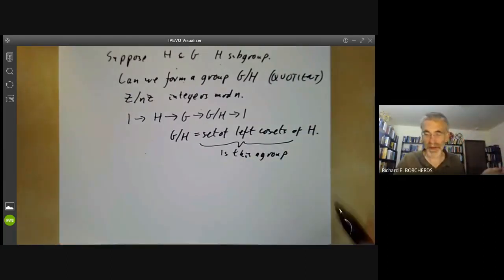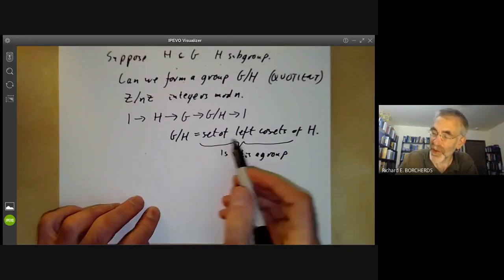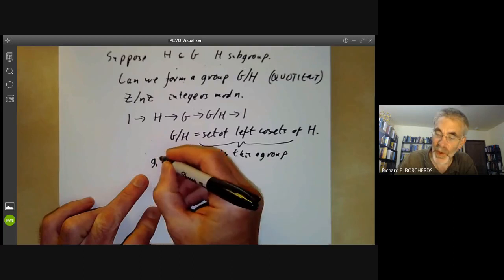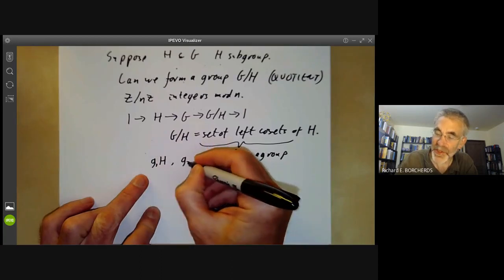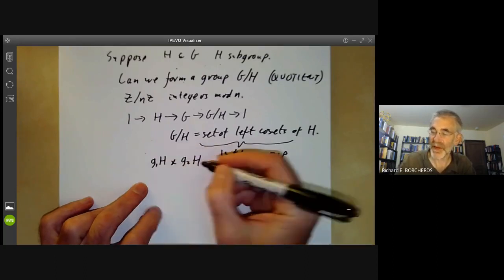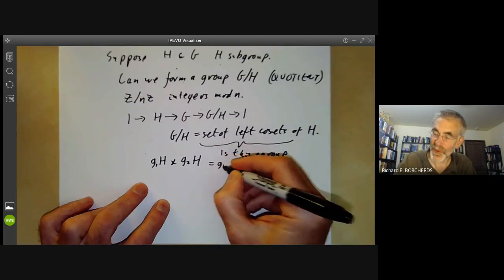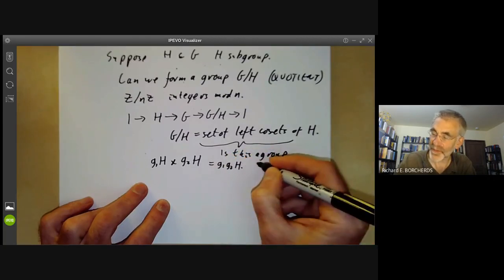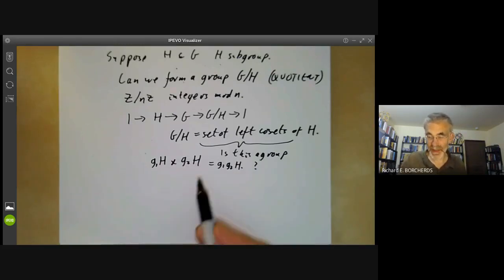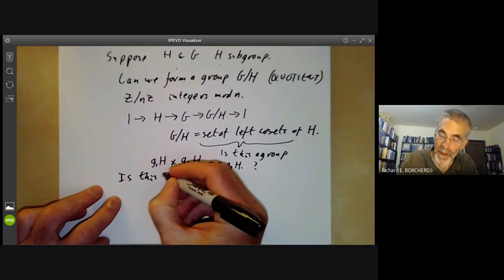I mean, you can obviously define some sort of stupid group structure on it, but we want a sensible group structure on this. So let's look at two cosets. We've got a coset g1H and a coset g2H. And what is their product going to be? So let's multiply these cosets together. And the only thing we could possibly set it equal to is g1g2H. So I'll put a question mark there because there's a slight problem here. Is this well defined?